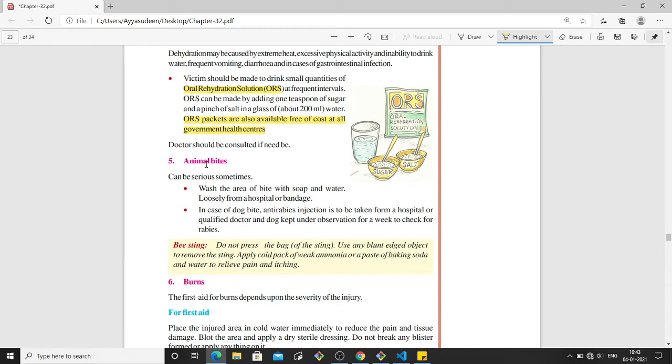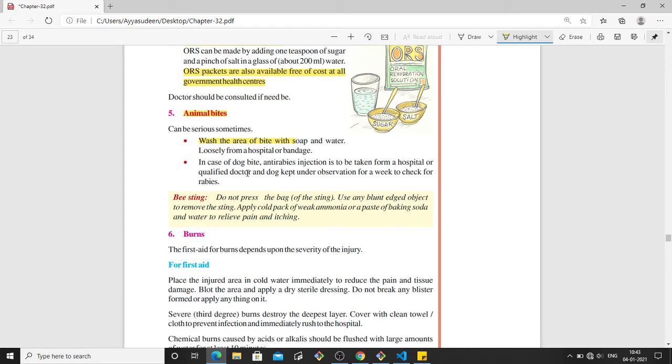Okay, and the next one is animal bites. What should be done when an animal bites, whether it's a dog or cat or other animals? So first of all, wash the area of the bite with soap and water. Should wash it well, and after that, in case of a dog bite, anti-rabies injection has to be taken from a hospital or a qualified doctor, and the dog has to be kept under observation for a week to check for rabies.